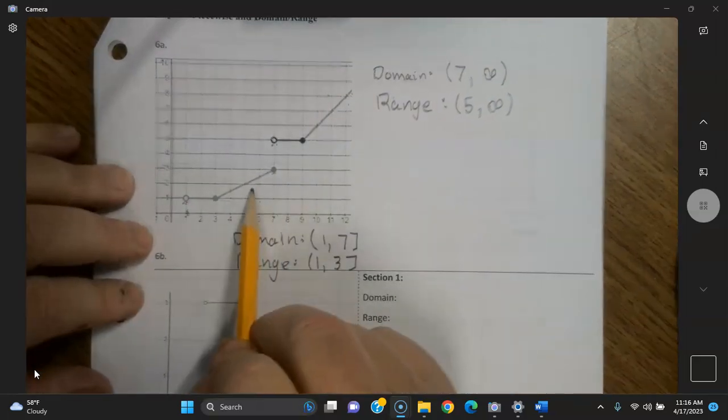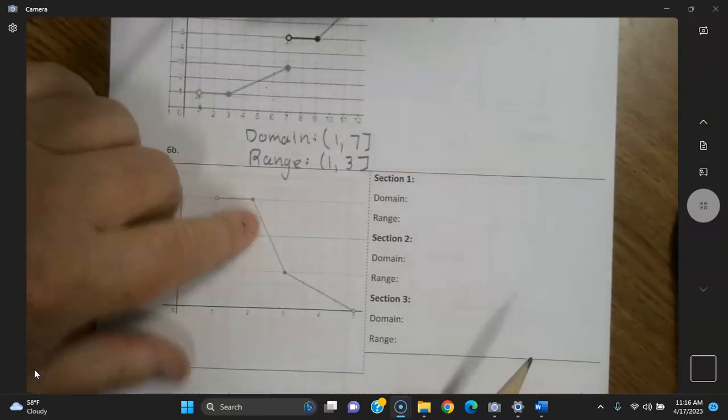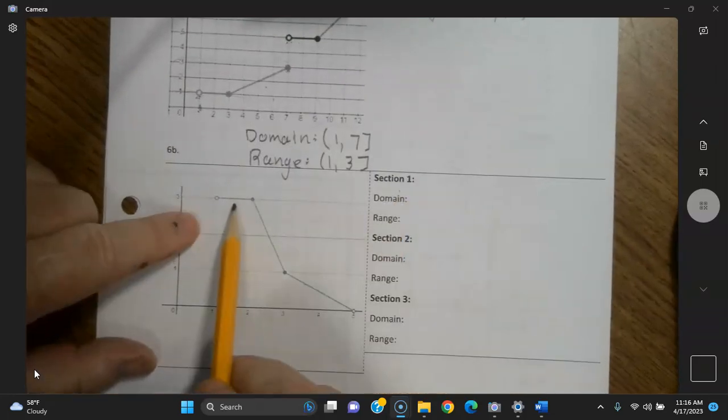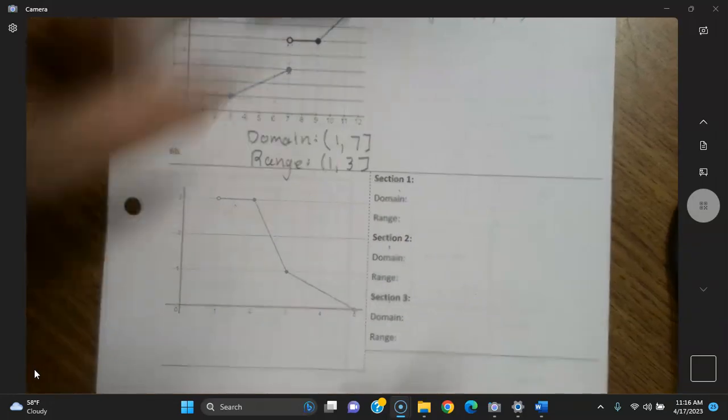So this is domain and range for this line. This is domain and range for this line. All right, you do 6b down at the bottom. It's got a few different lines, but it's no more complicated. Section 1, you can call this one. Section 2 is this one. Section 3 would be this one. All right.